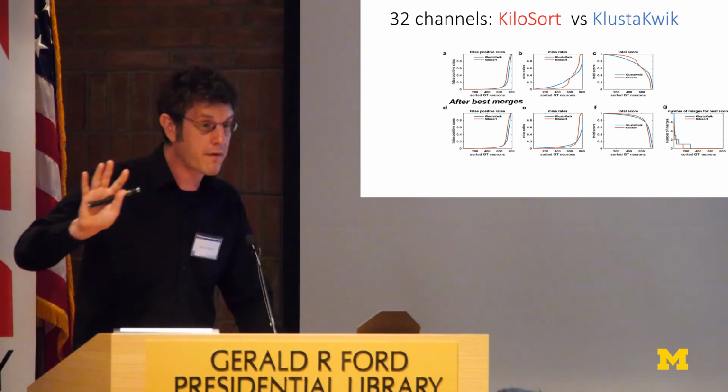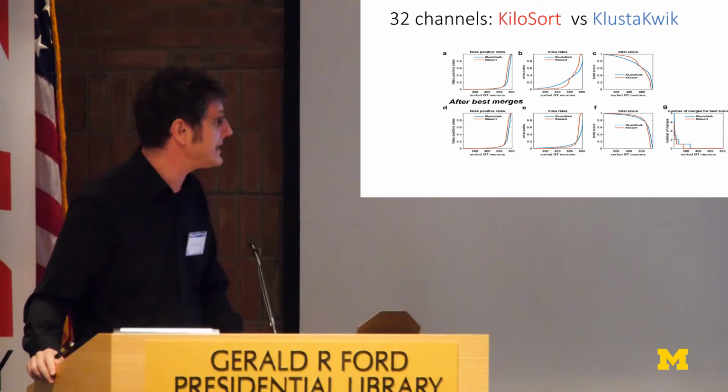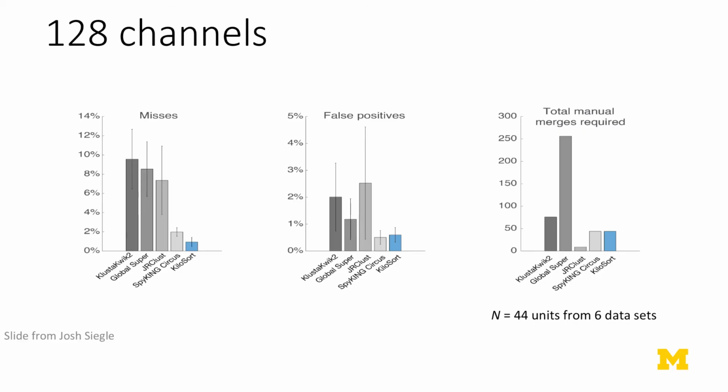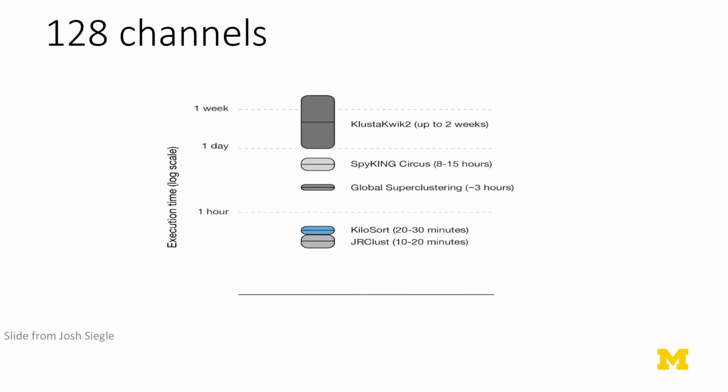There are now about 5 algorithms competing, and this is a great situation to be in, where we have a choice of 5 to choose between. And this is an analysis Nick did comparing 5 of these. And you can see that in terms of miss rates, the 2 that are ahead are Spiking Sorcus and KillerSort, because these are template-based approaches. In terms of false positives, again, these 2 are maybe a bit better, not such a big difference. And in terms of manual merges required, JRClust is winning.